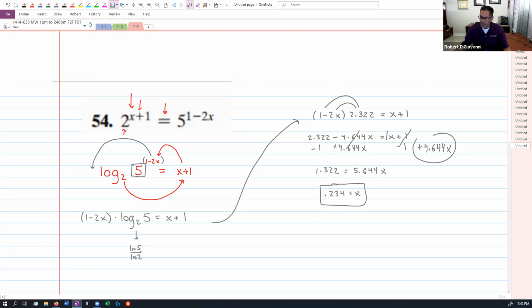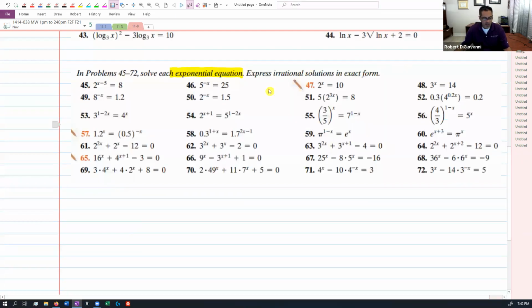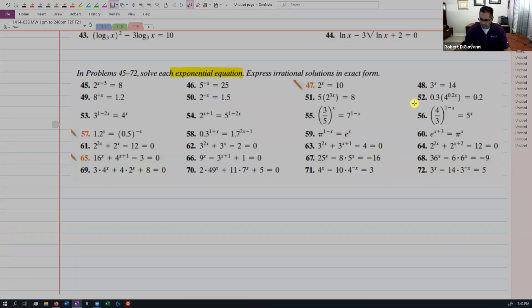Yeah, let's do another one. And we'll start to get a feel for this. So that was 54. Let's look at 56. 56 has some fractions in it.